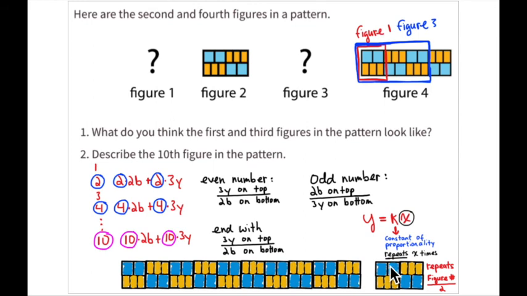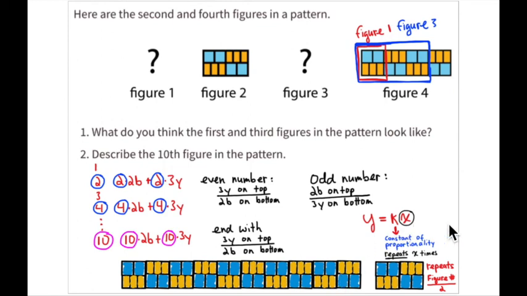Now what if it is the 9th figure? So 9 divided by 2 is 4.5. So that would be 1, 2, 3, 4. And then the half is always the first part. And remember, an odd number figure is going to end with 2 blue on the top and 3 yellow on the bottom.